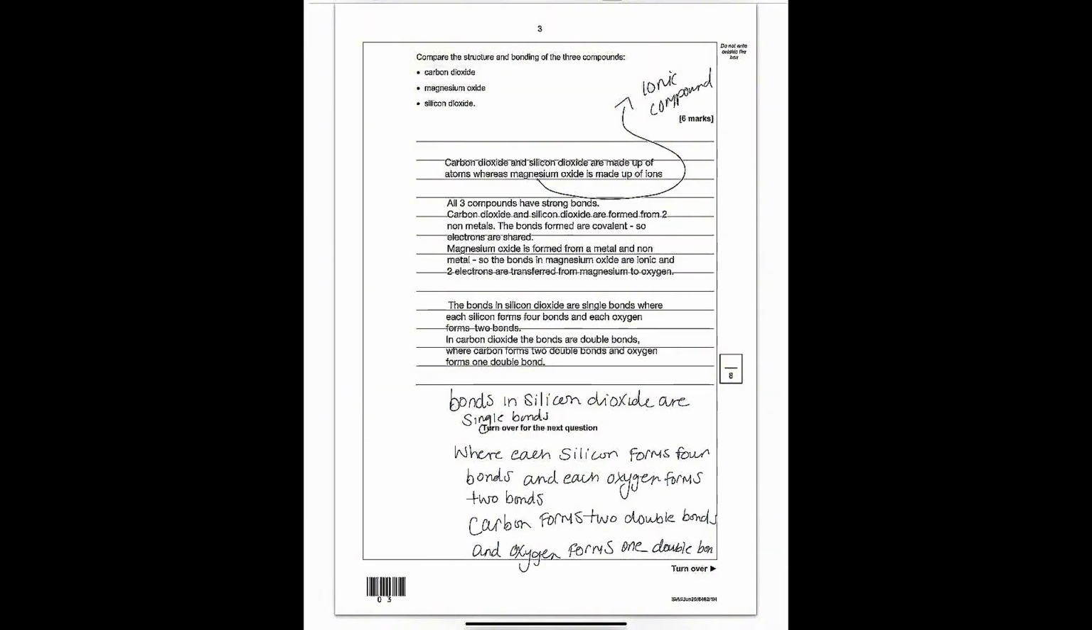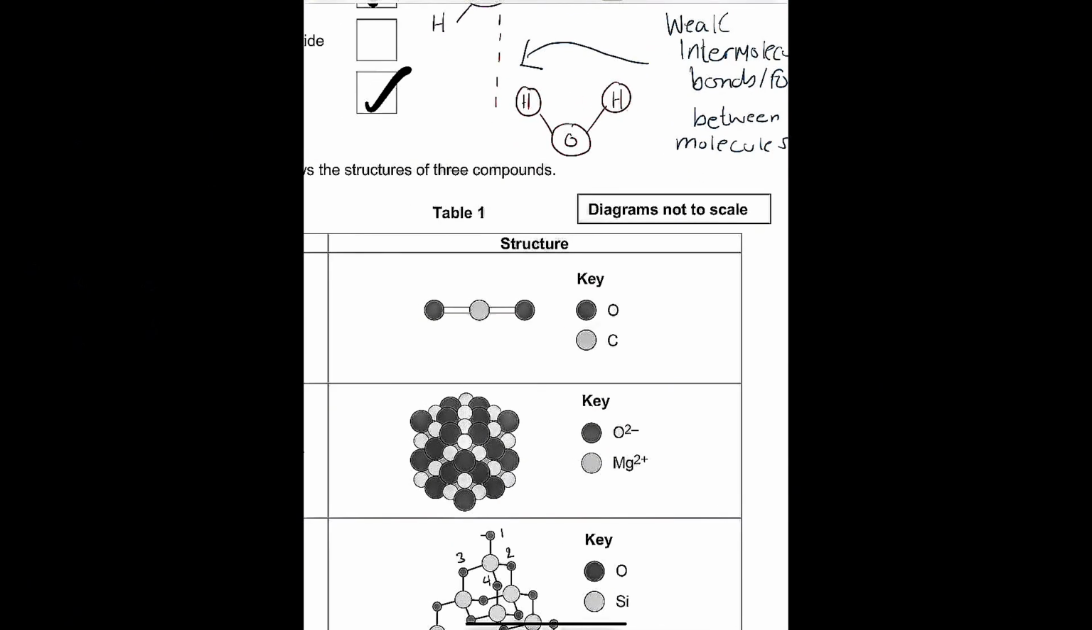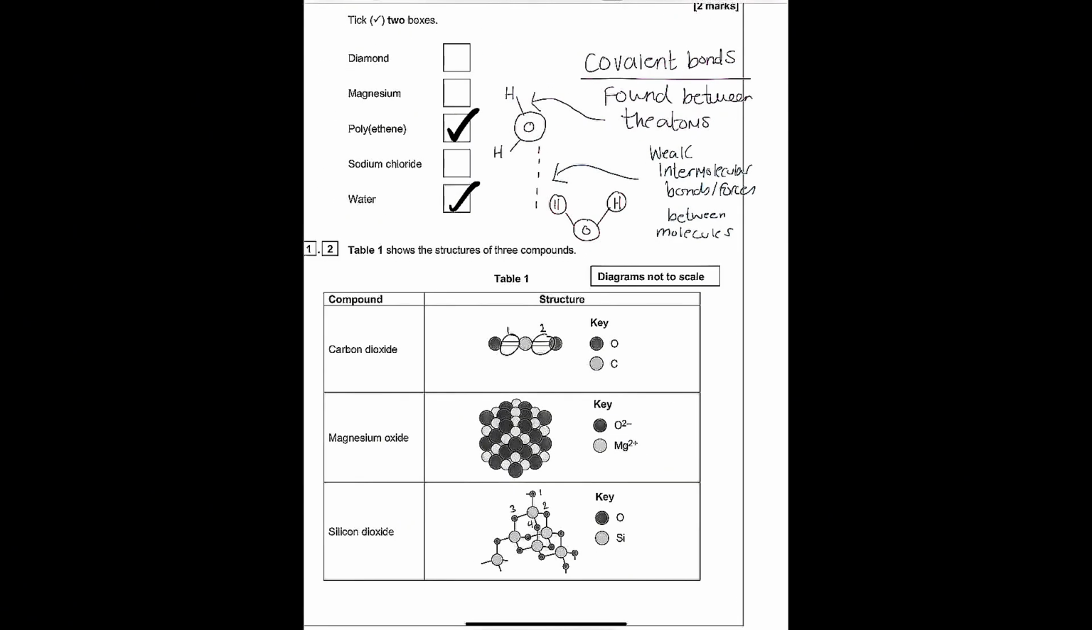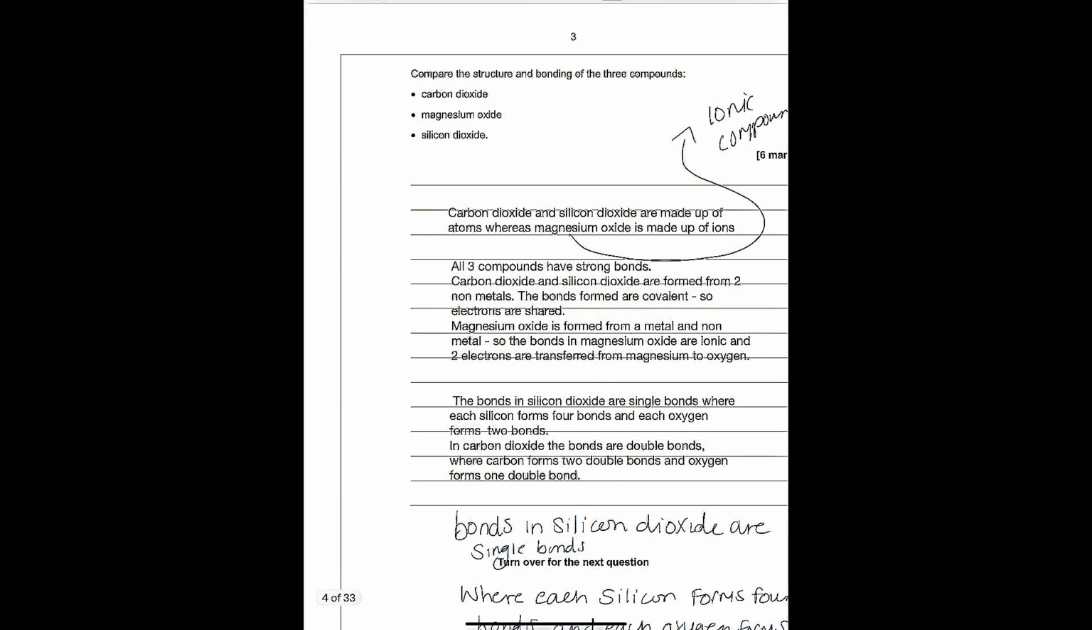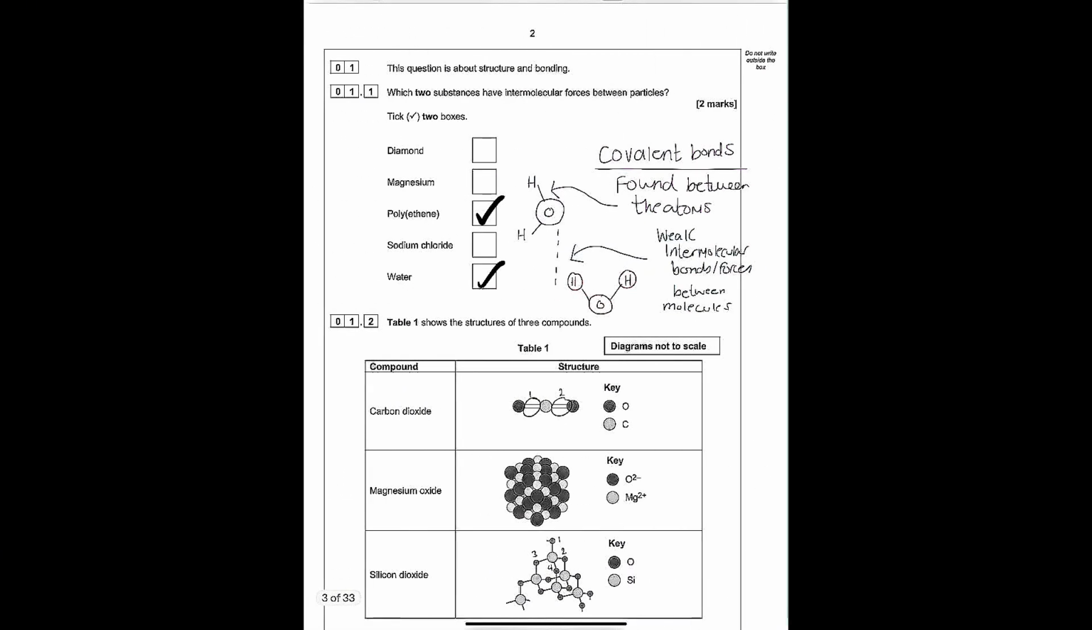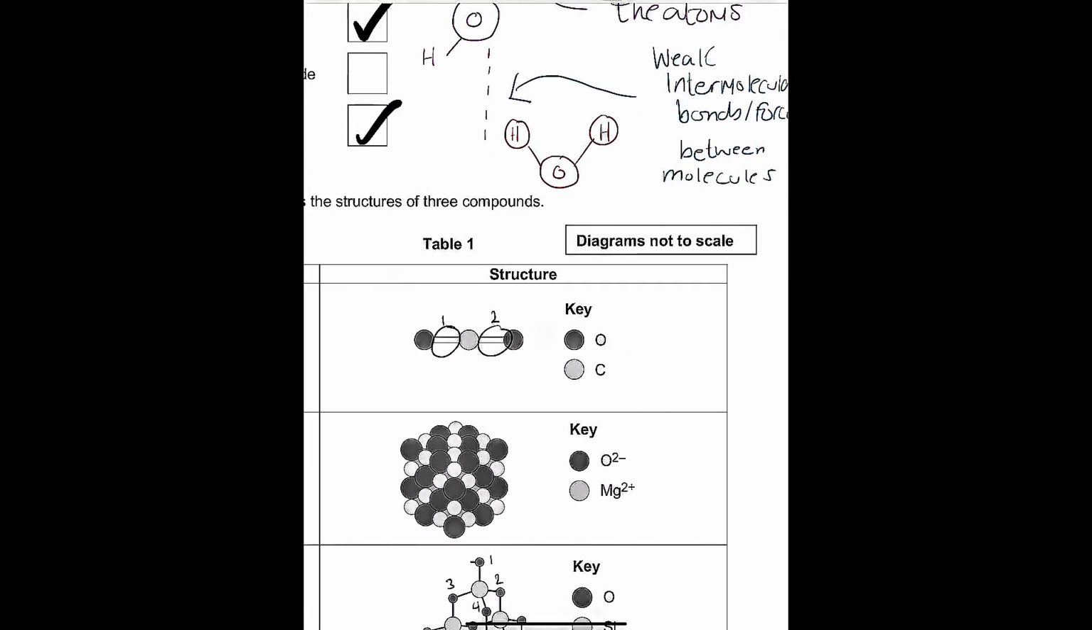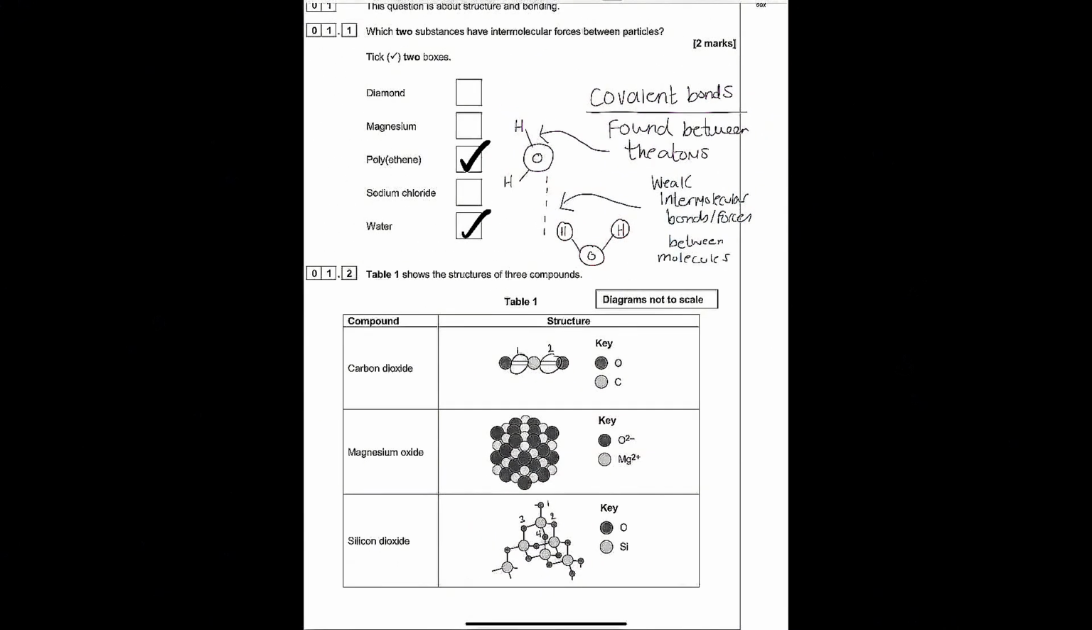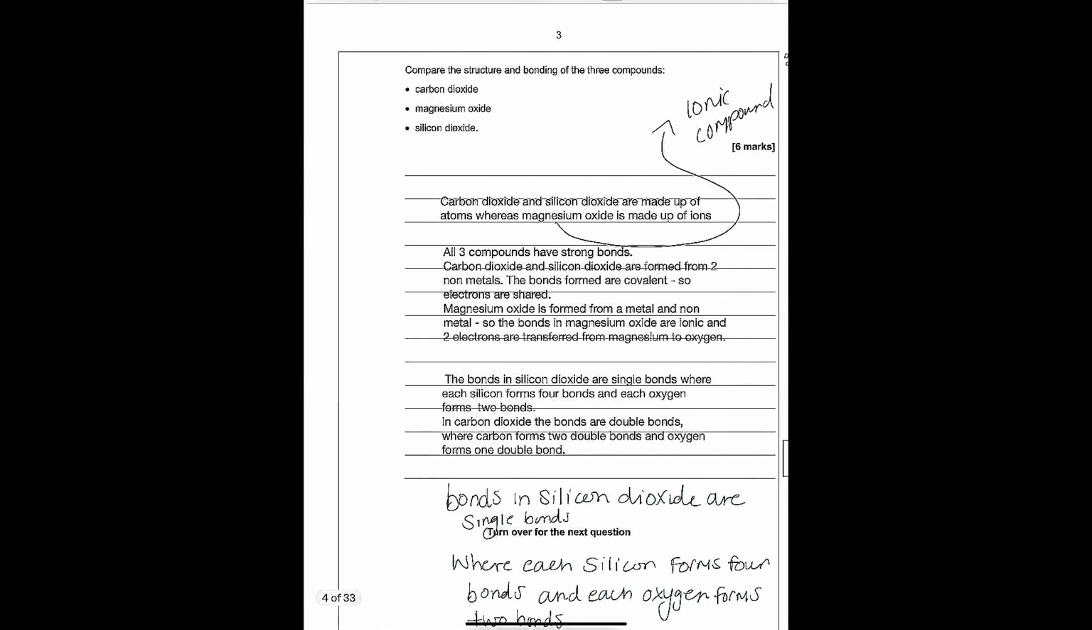In carbon dioxide, the bonds are double bonds. So we can see we've got 1 double bond here, the second one over here. This is a double bond. You can state that as part of your answer. And so in carbon dioxide, the bonds are double bonds, where carbon forms 2 double bonds and oxygen forms 1 double bond, okay? Which I will show you over here. So just make sure you make use of these diagrams to basically help you. So carbon obviously has 2 double bonds, and oxygen, you can see in the key, will have 1 double bond.